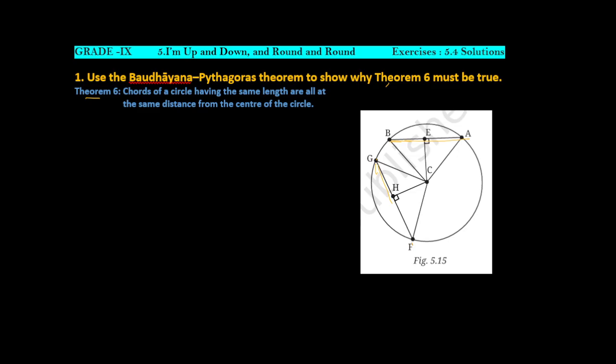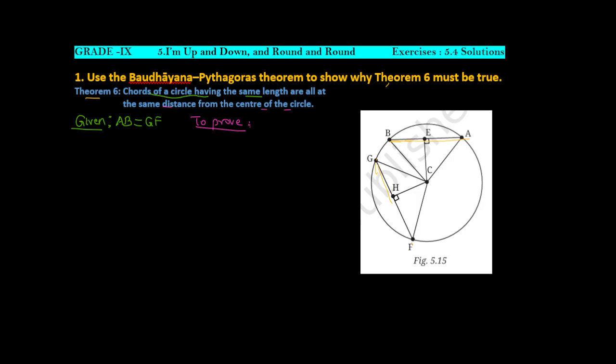Here given is the chord lengths are equal. In the diagram, AB is one chord that is equal to GF, another chord. This is given. These two lengths are equal. The chords have the same length, given. Next, what to prove? The same distance from the center of the circle.